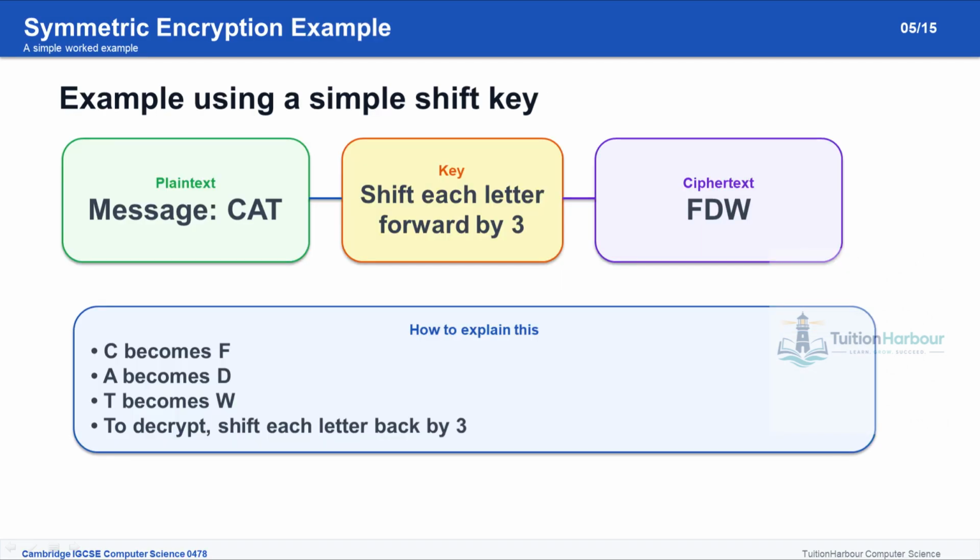Here is a simple example. Suppose the message is cat and the key says to shift each letter forward by 3. C becomes F, A becomes D, and T becomes W. So cat becomes FDW. To decrypt it, you simply shift each letter back by 3.